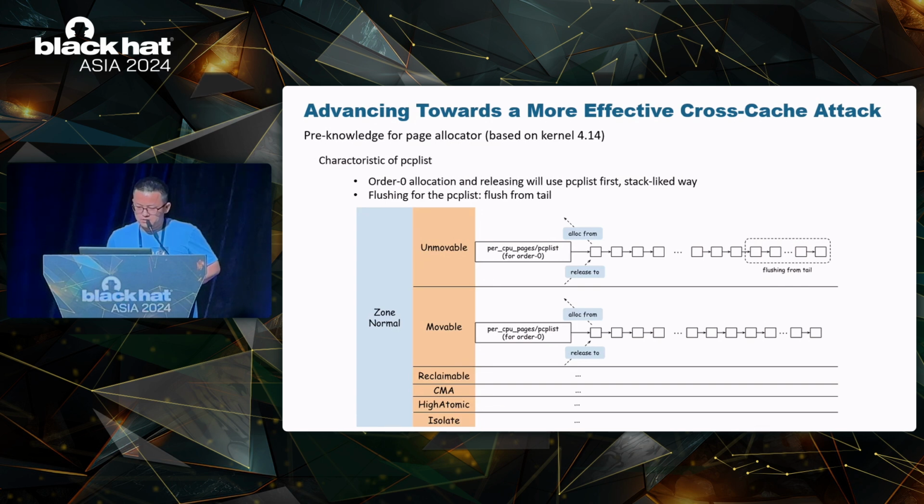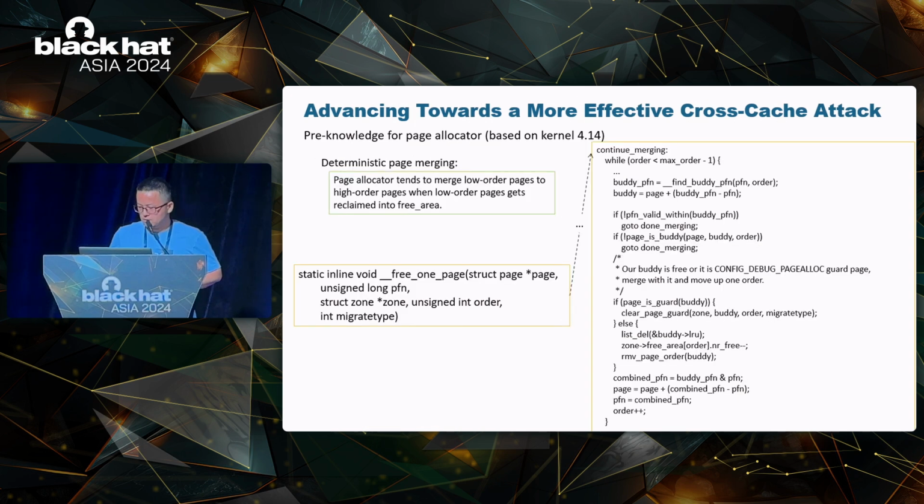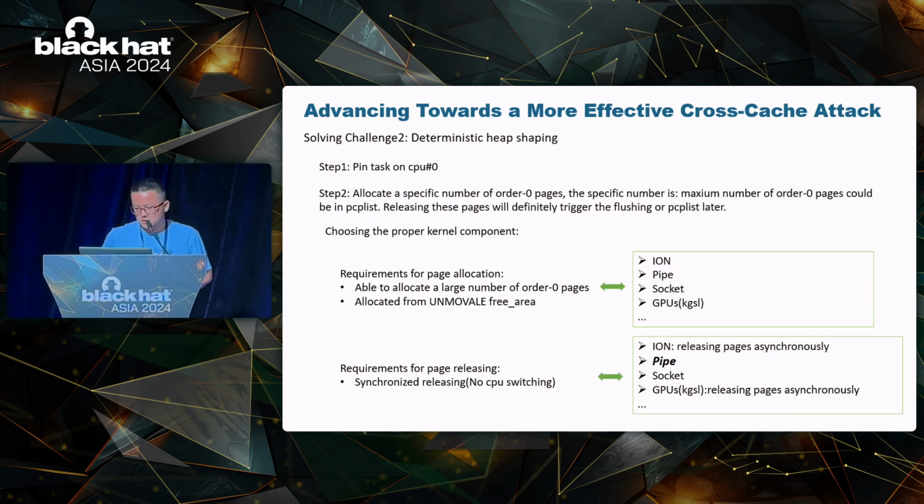As for PCP list, there are some characteristics to note. First, the allocation and the releasing of order 0 pages always use PCP list first, and it's designed in a stack-like manner. Second, PCP list would flush the pages at the tail if there are too many pages in it. And there is another important feature we need to note. Page allocator tends to merge low-order pages into high-order pages when low-order pages are reclaimed into free area.